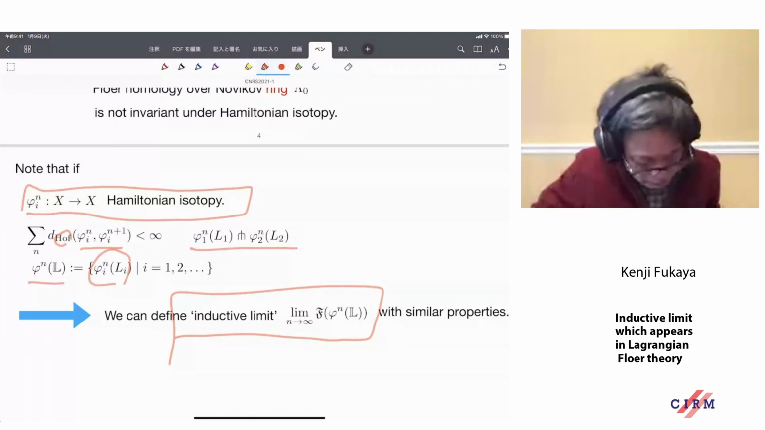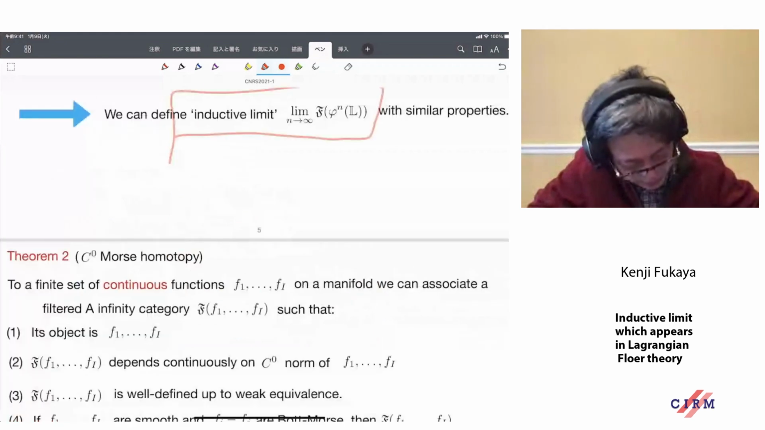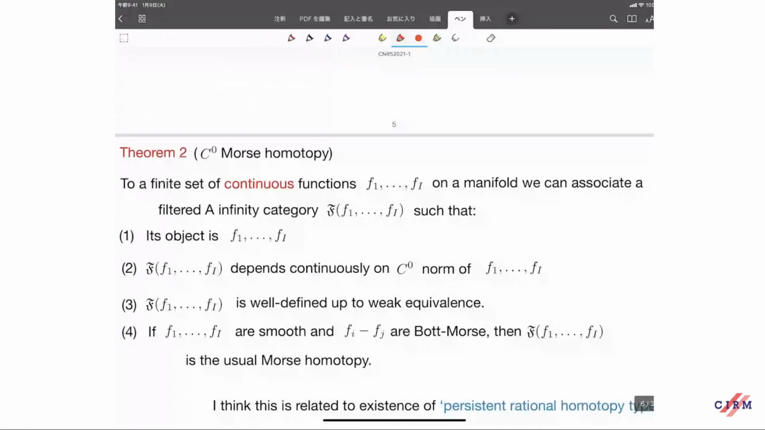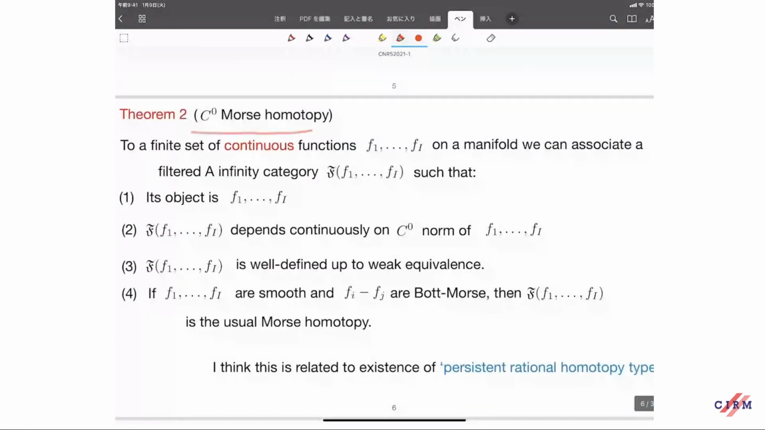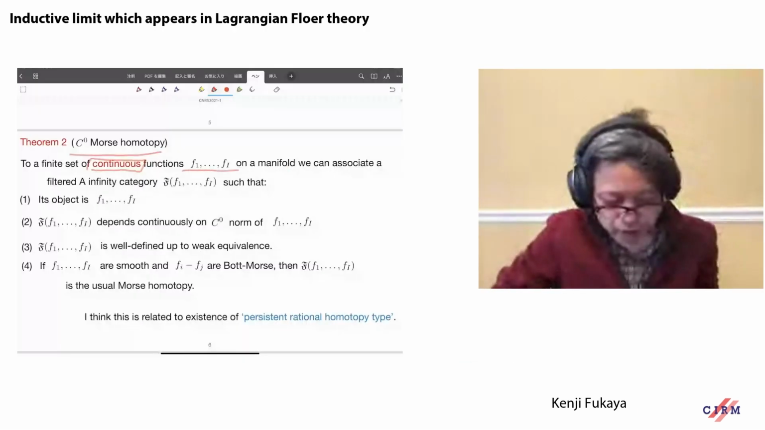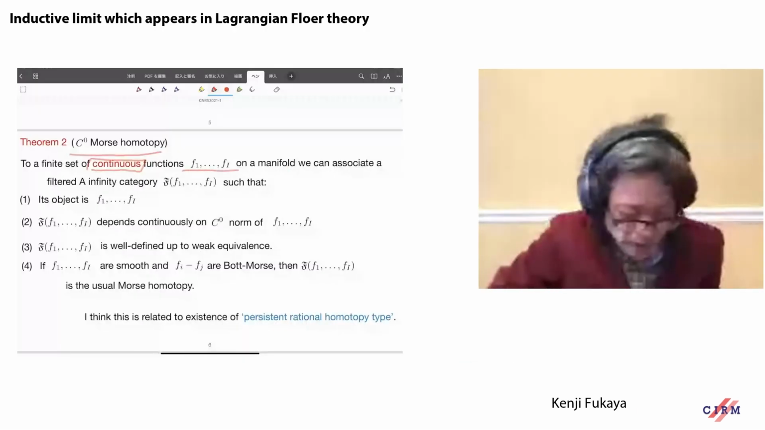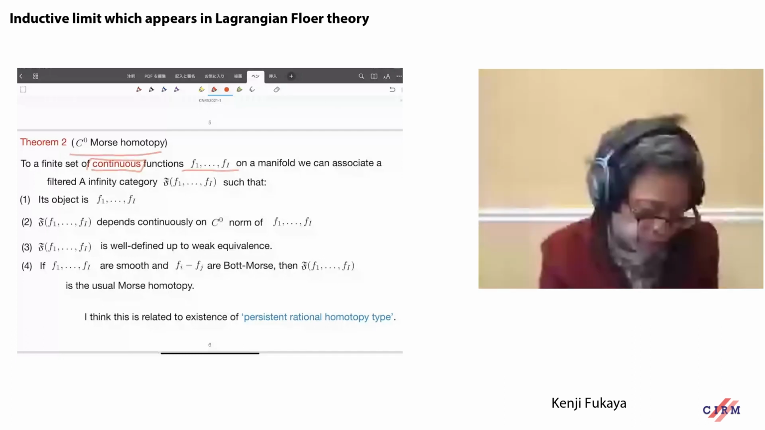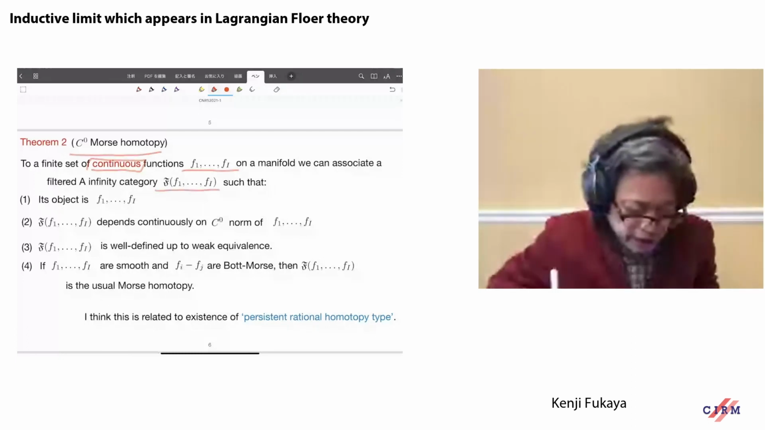So this is the first application. And the next application is something I want to call C0 Morse homotopy. So we take a finite set of continuous functions on a smooth manifold. Then we can still associate some infinity category. And this one has the following property.